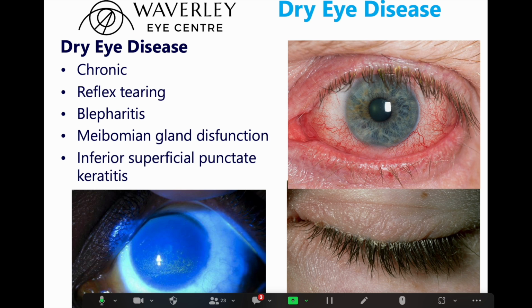It can be associated with blepharitis. We talked about meibomian gland dysfunction, and you'll see this classic on the bottom left hand, that inferior punctate keratitis or staining of the cornea. That's almost always dry eye. If you see that, put staining in and you see that pattern on the lower portion of the cornea only, dry eye.